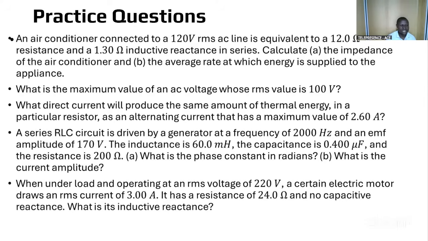An air conditioner connected to a 120 V RMS AC line is equivalent to a 12.0 ohm resistance and 1.30 ohms inductive reactance in series. We have to calculate, one, the impedance of the air conditioner, and two, the average rate at which energy is supplied to the appliance. So we want to find the impedance.